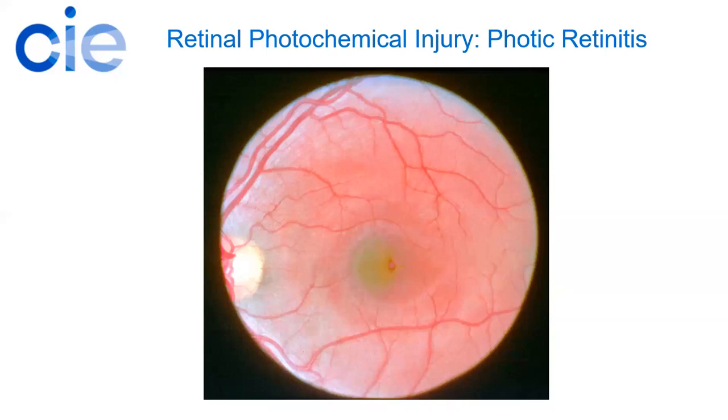And photochemical injury of an eye looks a bit like this. This is a fundus photograph looking in through the front of the eye at the retina, and you can see the strange damage in the middle there. That's photic retinitis.